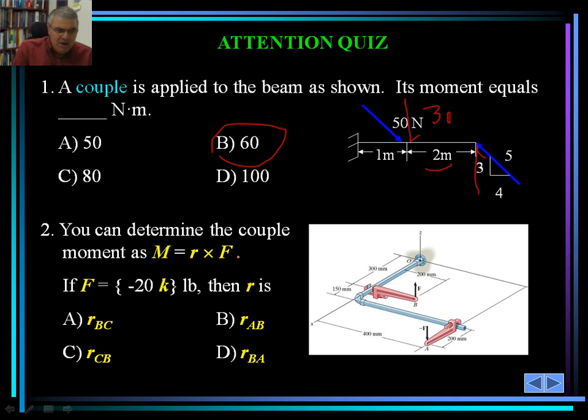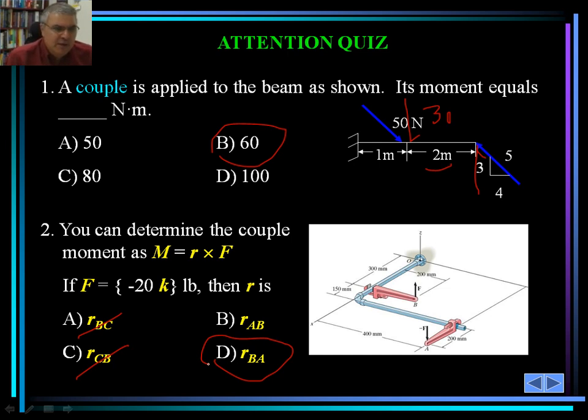If F is minus 20 pounds, the way it is shown here, then what would be the R? We set up the matrix, the correct answer. Then what is R? Is it R sub BC? This is not the answer. R sub CB, that's not the answer. Between R sub AB and R sub BA, we need to decide. In this case, it is going to be R sub BA. Done so many problems like that.